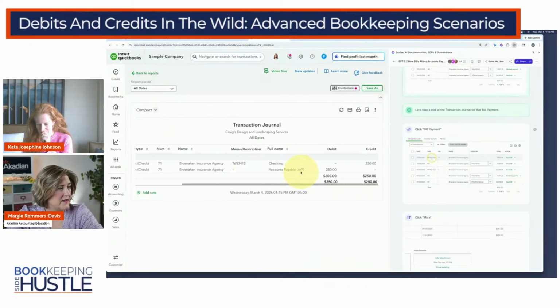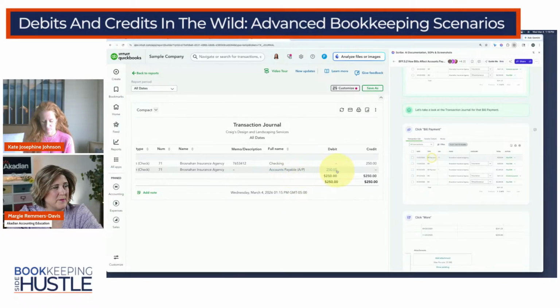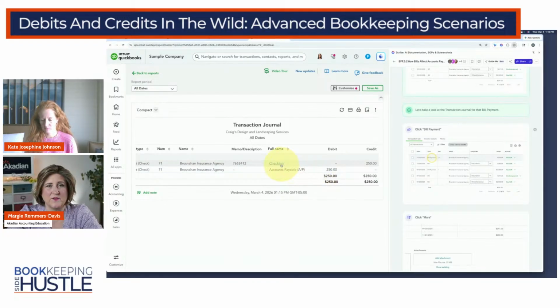And here it is. Okay. So again, accounts payable is a liability, but there's less money in it, so it's on the debit side. And the checking account is an asset, but there's less money in the asset, so it's on the credit side. Yay. A+ for Kate. I like getting A+.